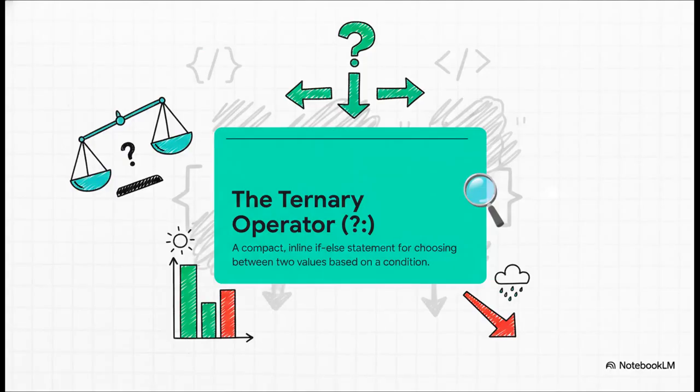And last but not least, let's talk about a super useful shortcut, the ternary operator. This little gem is your best friend for writing really clean code. It's basically a compact if-else statement that fits on one line. It's perfect for stuff like, hey, if the close is above the open, make the bar green. Otherwise, make it red. Super clean, super efficient.